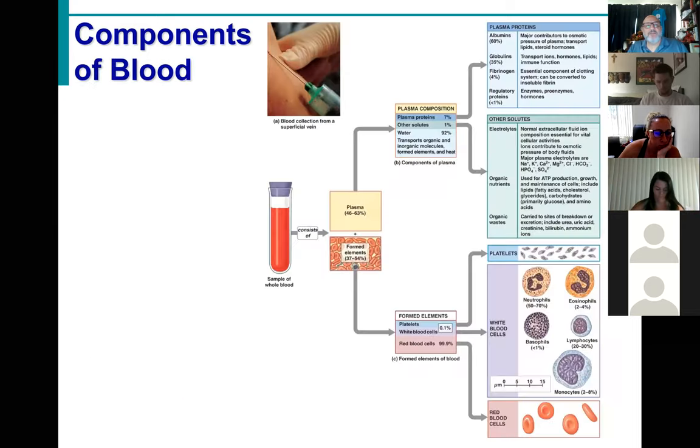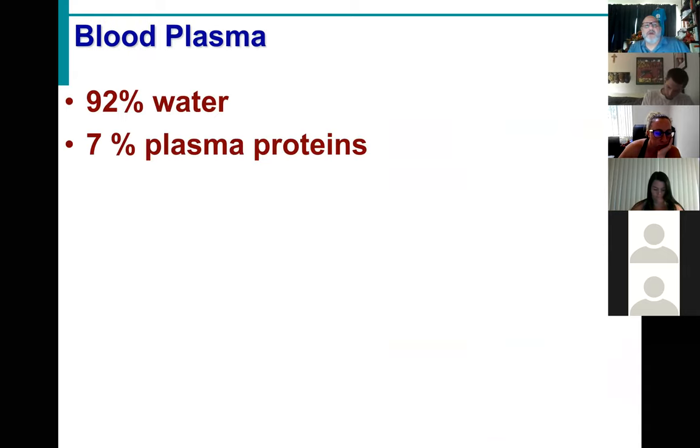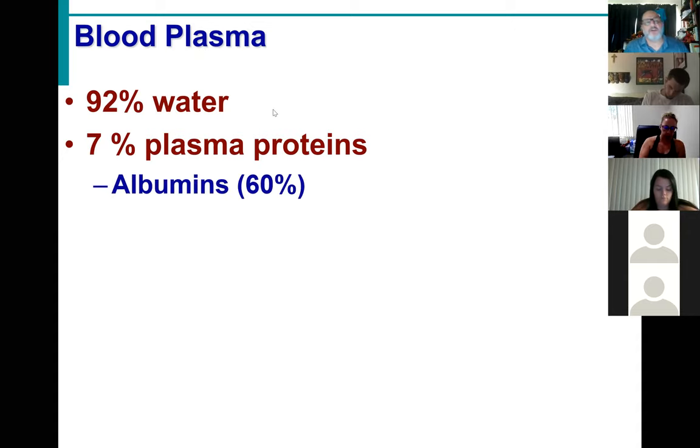All right, let's talk about these components, talking first about your plasma. Plasma, as I said, is primarily water, about 92% water, and then about 7% plasma proteins. Your book does a really nice job of listing all of the proteins, so I'm not going to take the time to go through all of them. But there are some key proteins I do want to talk about and emphasize. Starting first with albumins. Albumin is our most common plasma protein.